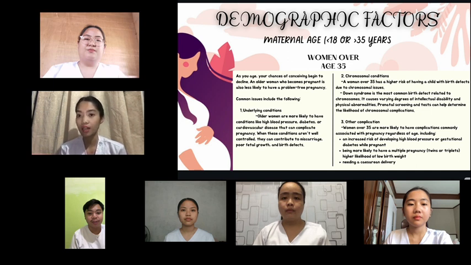Number 3 is other complications. Women over 35 are more likely to have complications commonly associated with pregnancy regardless of age. It includes an increased risk of developing high blood pressure or gestational diabetes while pregnant, being more likely to have a multiple pregnancy, twins or triplets, or higher likelihood of low birth weight, and needing a cesarean delivery.